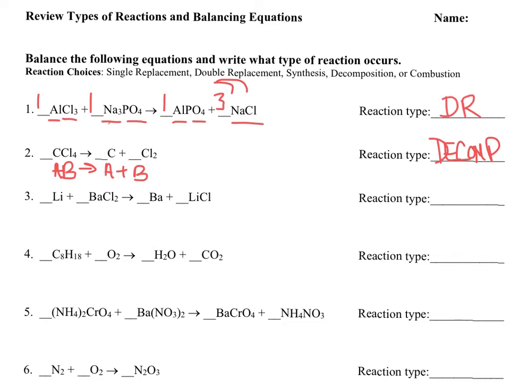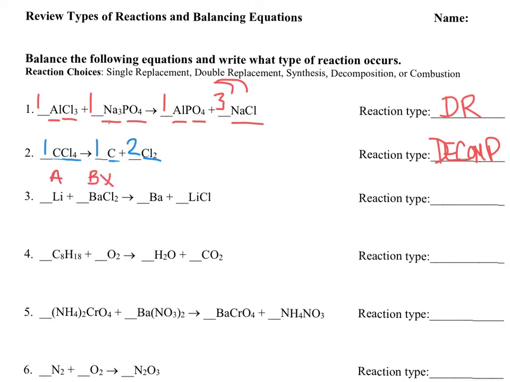We've got, let's see, 1 carbon over here, 1 carbon over here. 4 chlorines on the reactant side, only 2. So it looks like I just have to put a 2 there. And that's going to balance out. 1, 1, 2.